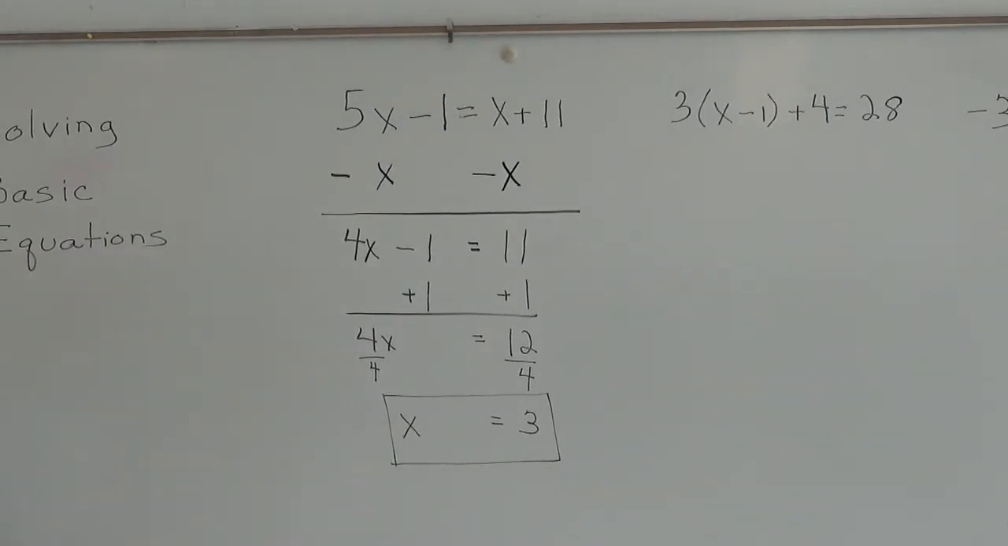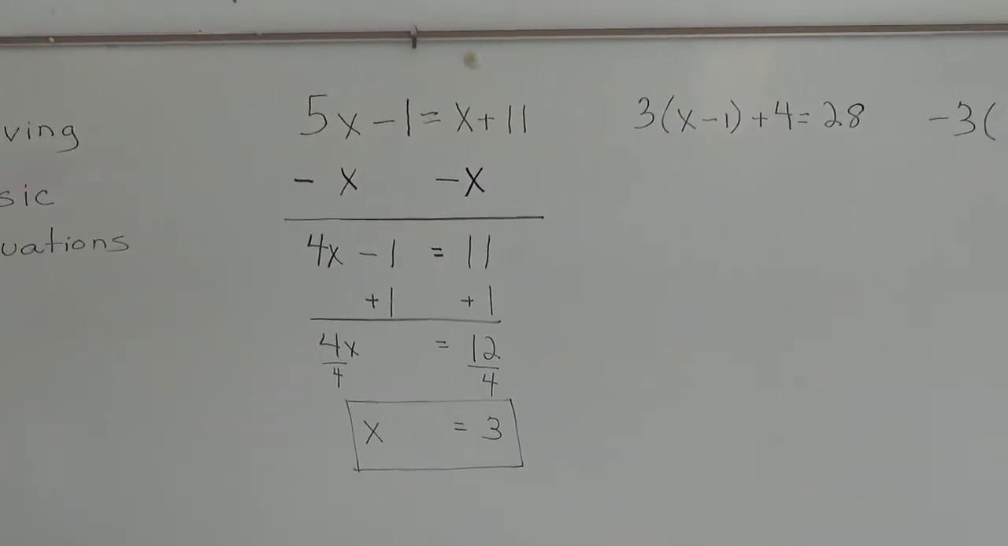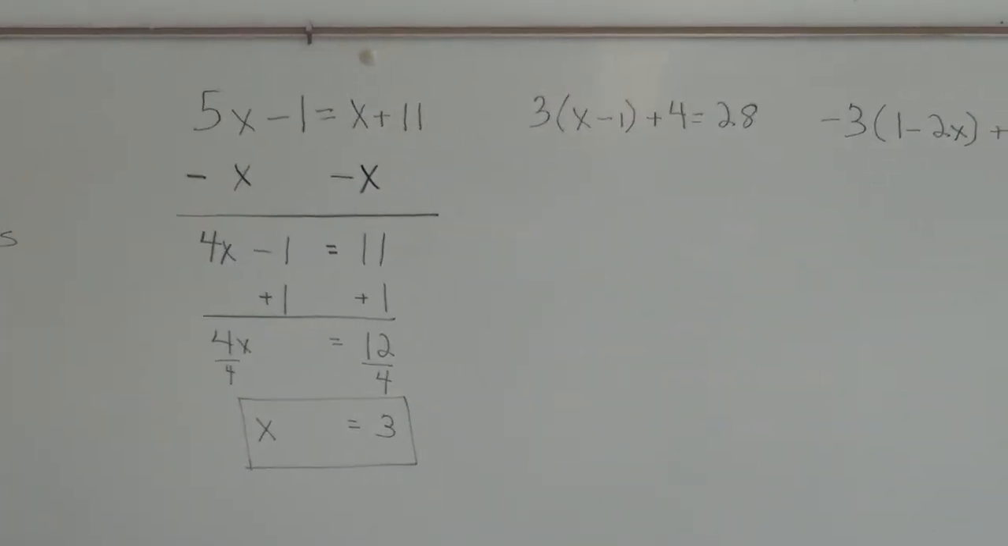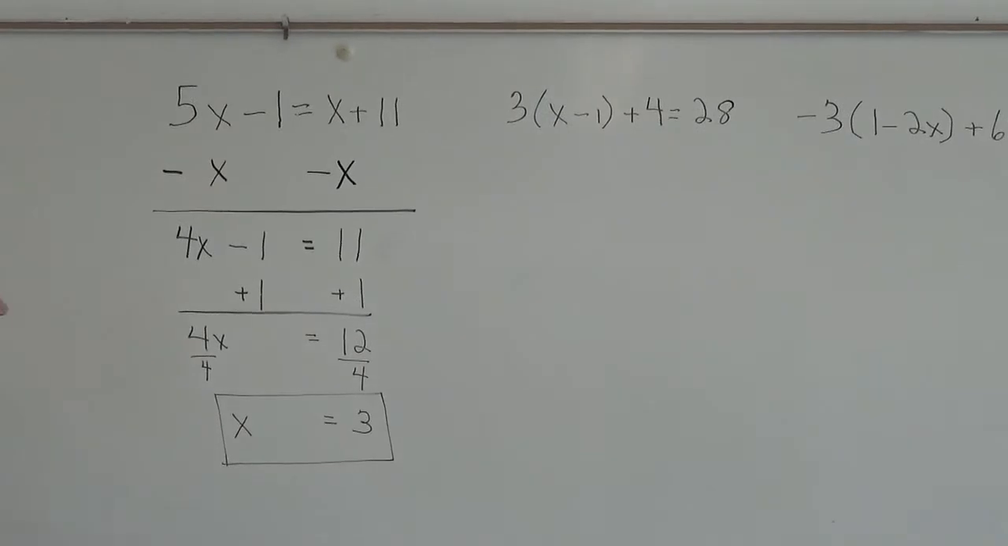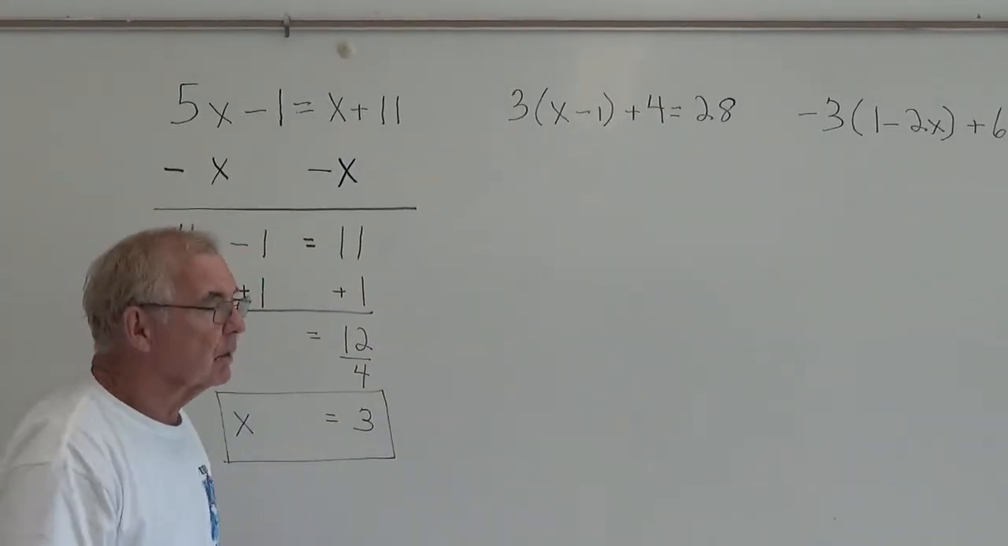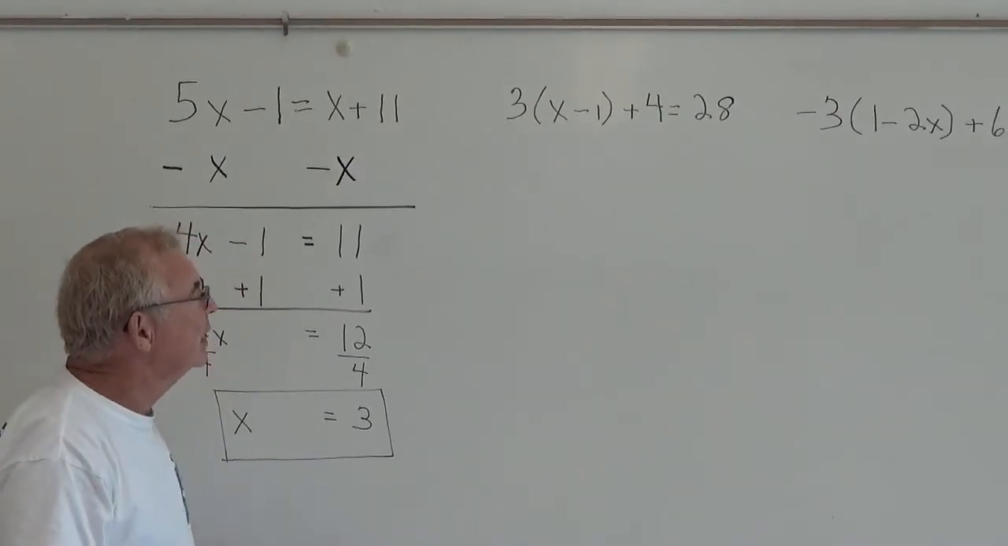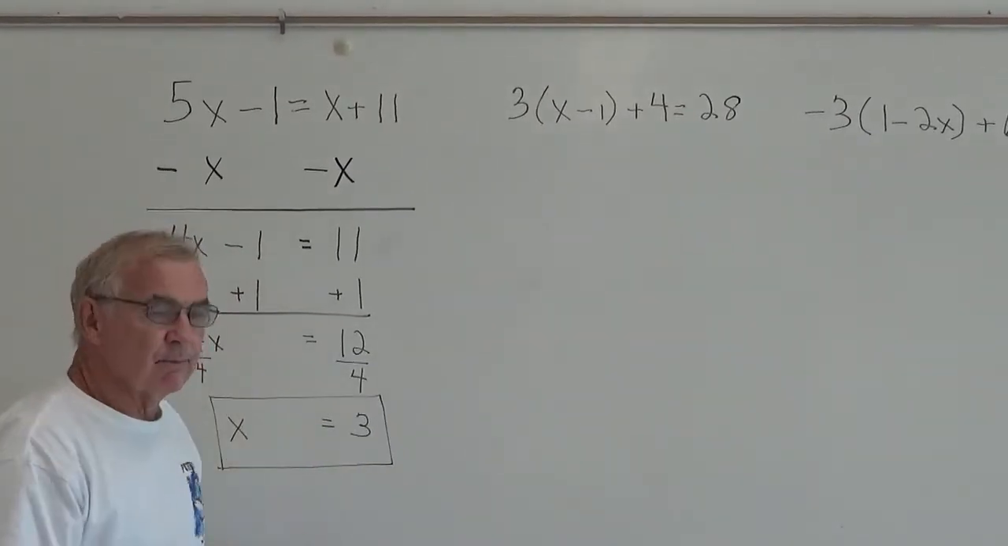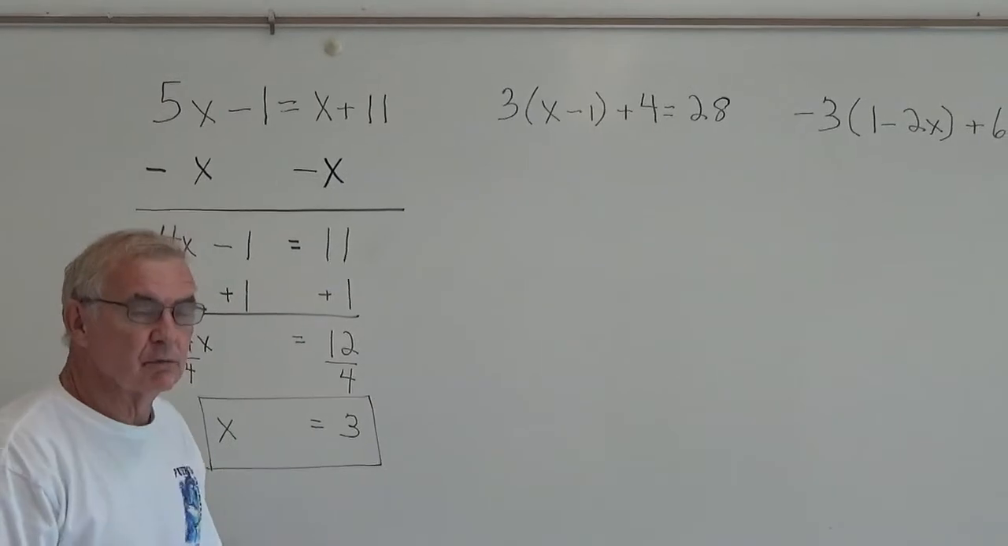Moving to our second example, we've added another twist. We put what was called 3 parentheses x minus 1. So that means we're going to multiply what's in parentheses by 3. That's known as the distributive property.